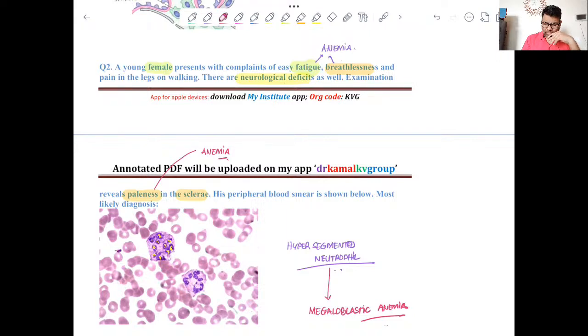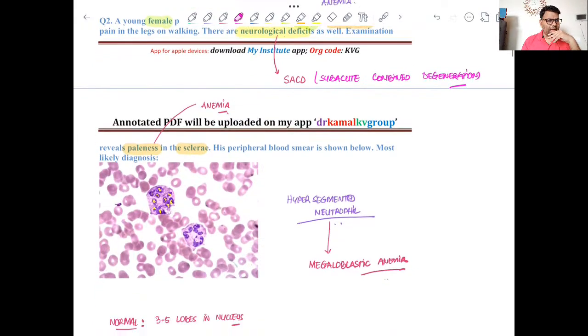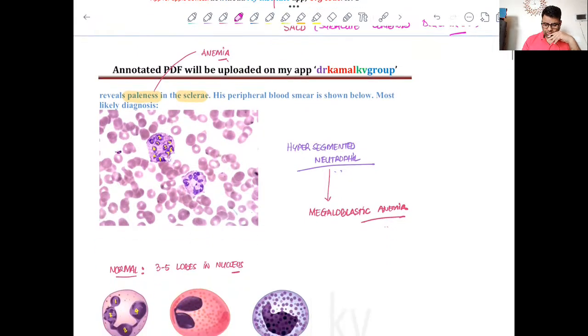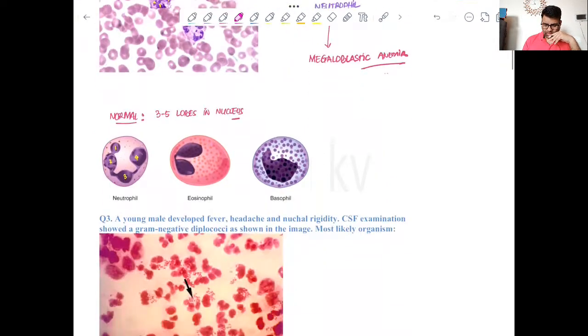And this neurological deficit can be subacute combined degeneration. So it might be this condition, subacute combined degeneration. Okay, so this is how you can make your answer as megaloblastic anemia, right? So the peripheral blood smear is always very important.